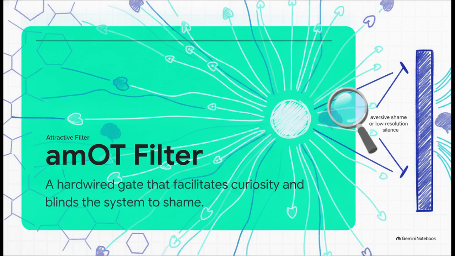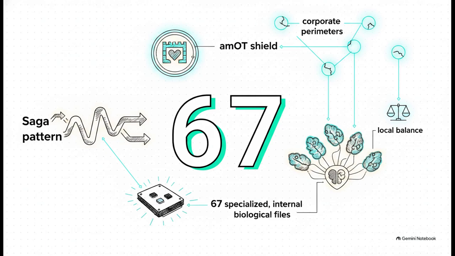It selectively facilitates learning and curiosity in its attractive domain, while leaving the lateral aversion domain completely blind. It physically gates out the aversive shame, or the low-resolution silence of the outside world. It keeps your highly sensitive core completely safe. Because of this asynchronous saga pattern and that powerful AMOT shield, even if the target's corporate perimeters temporarily prevent a connection, absolutely nothing happens to your local balance.